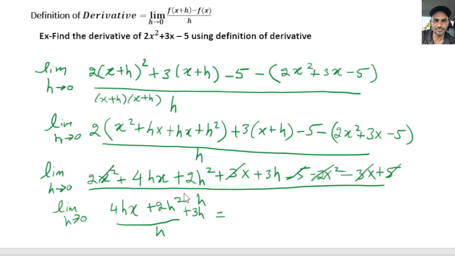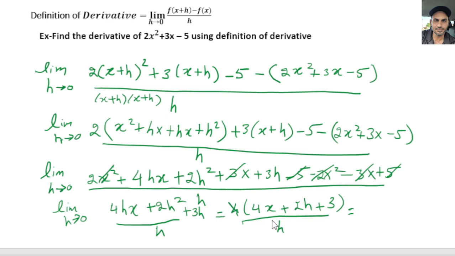Alright, I don't have enough space, so I'm going to go ahead and factor out the h from every term in the numerator. So we have h outside. We're left with 4x plus 2h plus 3. I'm just taking h out from every term in these three terms, and divided by h.